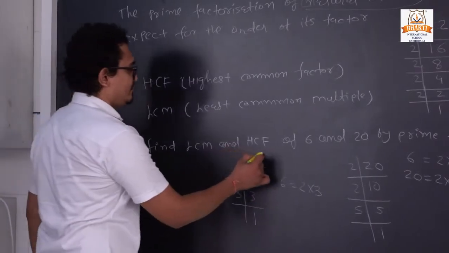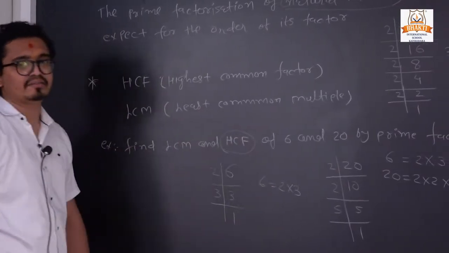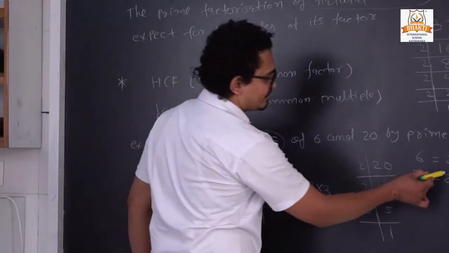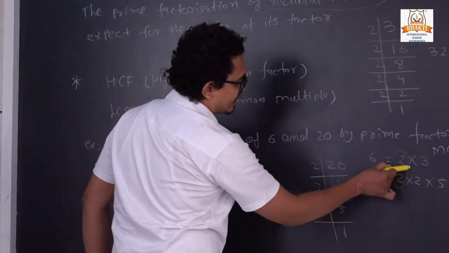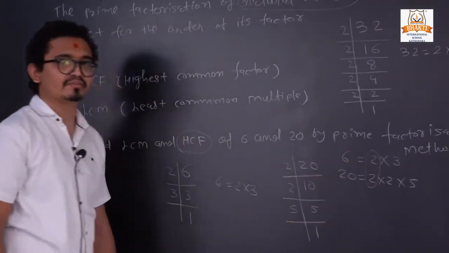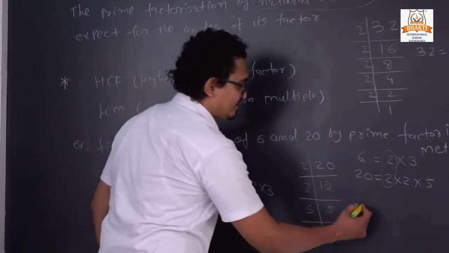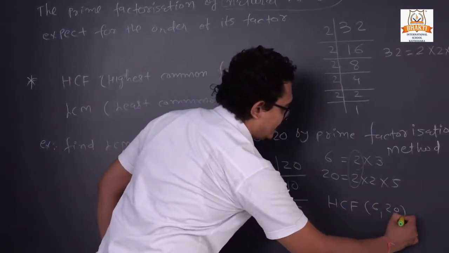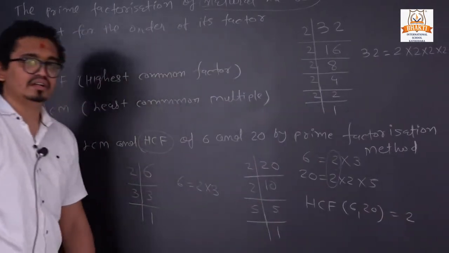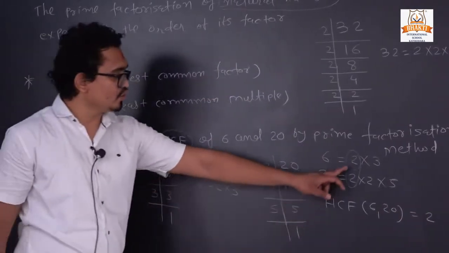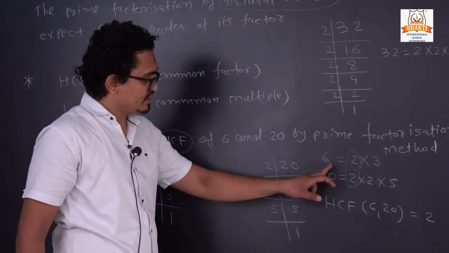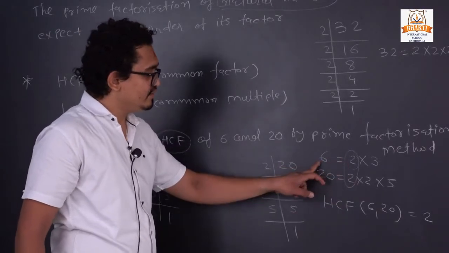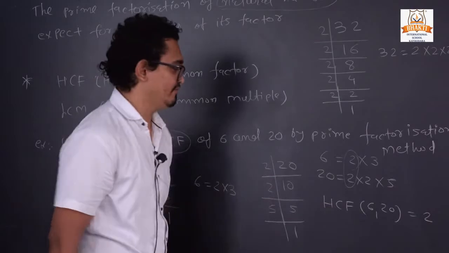Now I want to find first of all the HCF. HCF means highest common factor. So which is the common term? Here we can clearly say that 2 is common in both factorizations. So what is its HCF? HCF of 6 and 20 will be 2. Clear? Because 2 is a factor of 6 as well as 20, it appears in both factorizations, so it will be the HCF.